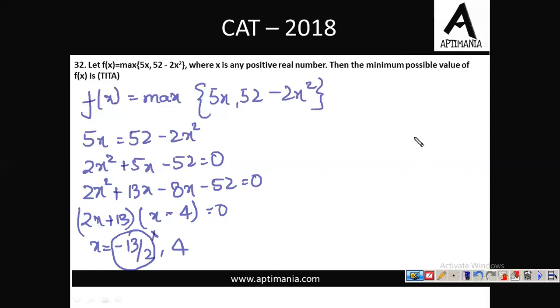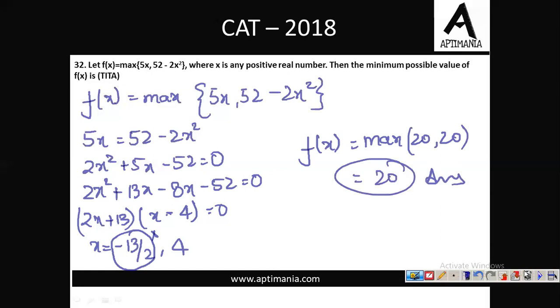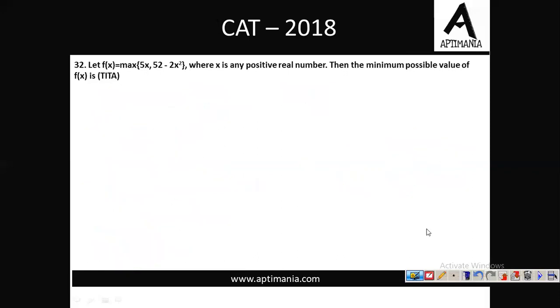x equal to 4. Now at x equal to 4, the value of the function will be f(x) equals max of 5x. 5x at x equals to 4 means 20. And 52 minus 2x square at x equals to 4. So x square will be 16 and 52 minus 2 into 16 is 32, again 20. So maximum of 20 and 20 is 20. The correct answer for this question is 20. So for question number 32, the correct answer is 20. Let's go ahead for the next question.